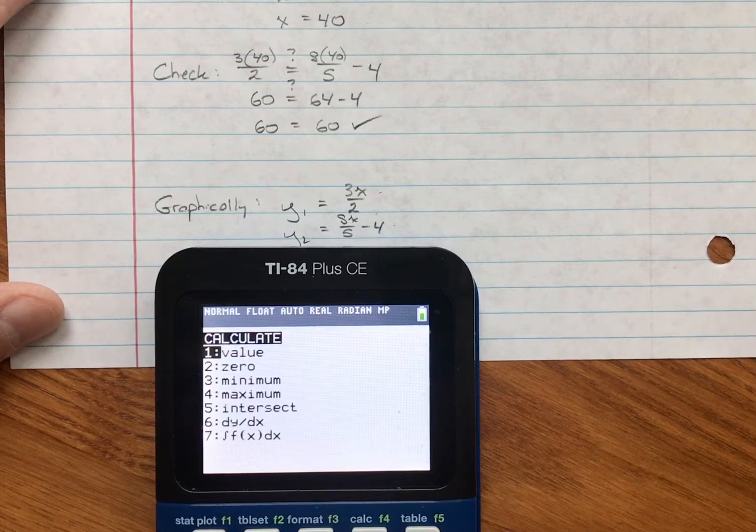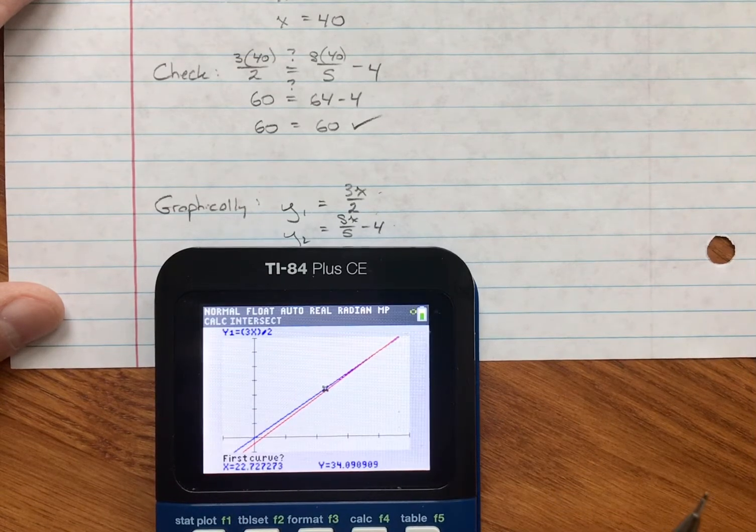Let's go to Calc 5 intersect. I like to go kind of close to where I think it is. There's the blue, and the second curve is the red. Take a guess, please. Press enter. And sure enough, they intersect when x is equal to 40 and y is equal to 60.